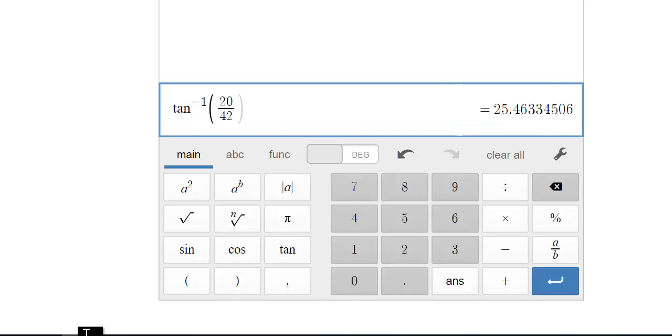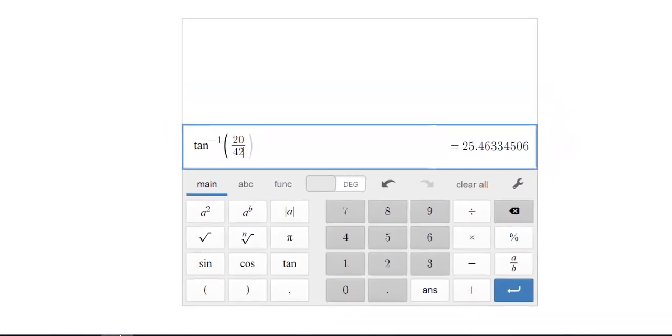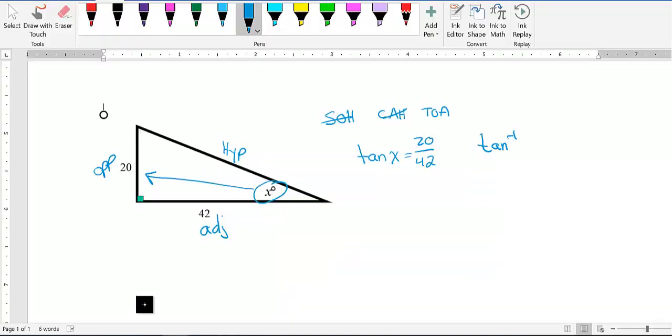So 25.46, that 6 causes that 4 to round up. So I'm going to say that my x is approximately 25.5 degrees.